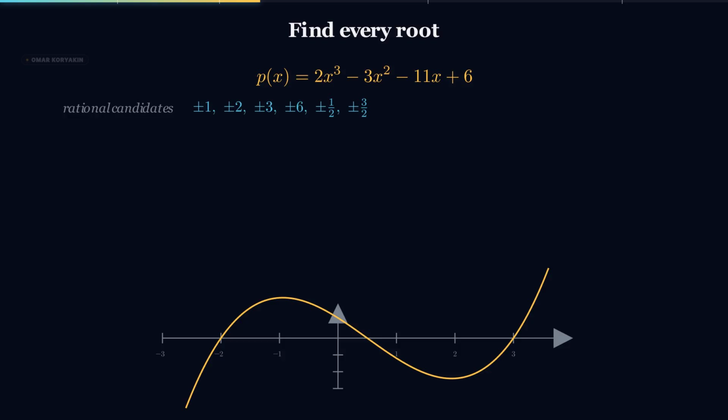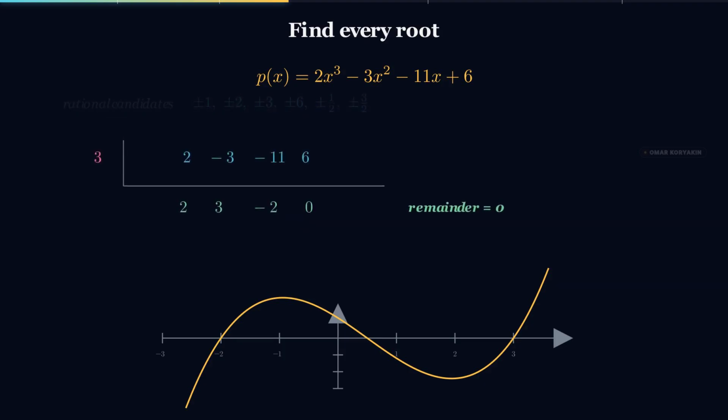Build the rational candidate list. The constant term is 6, so the numerator candidates are plus or minus 1, 2, 3, 6. The leading coefficient is 2, so denominators include 2, which adds plus or minus 1/2 and plus or minus 3/2. 12 candidates total to scan through. Try x equals 3 first.